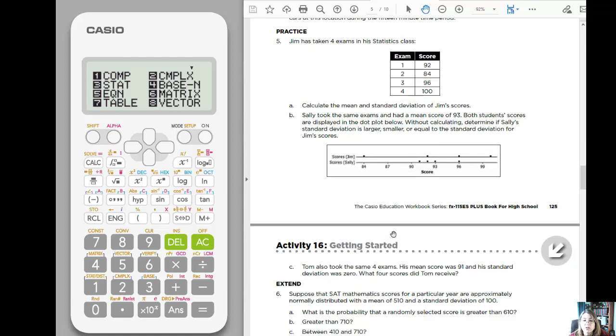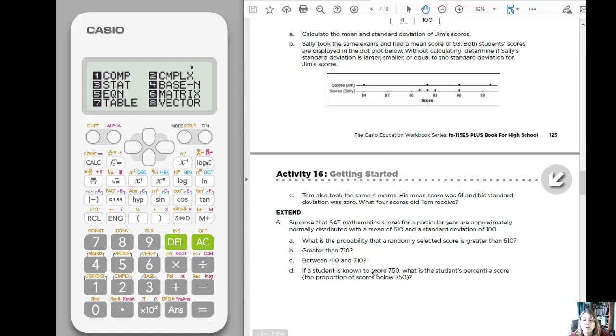So there's some practice questions here. Is this where we can use the distribution? So it's giving you the mean, the standard deviation, and what's the probability. So we're looking at probability of a score being at 610, at 710, between 410 and 710. And so SAT, the high score is 800, so that would be our upper bound. So I wanted to show you how to do normal cumulative distribution.